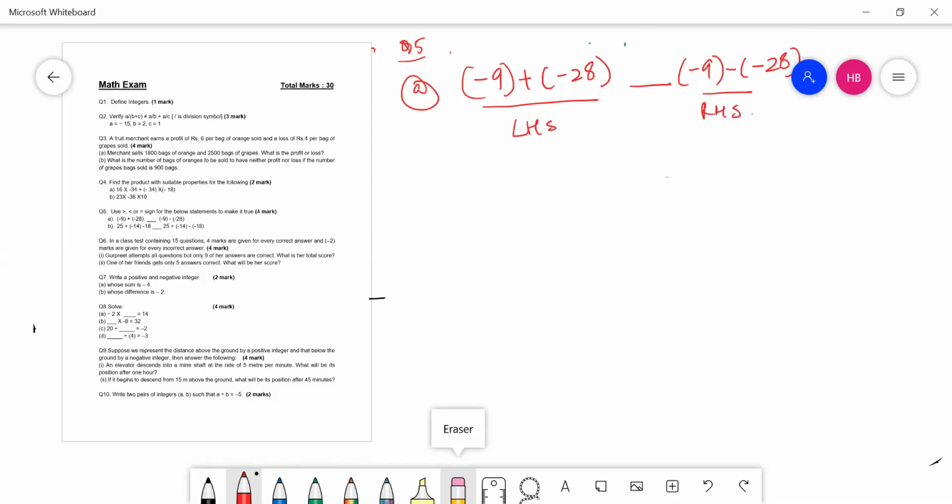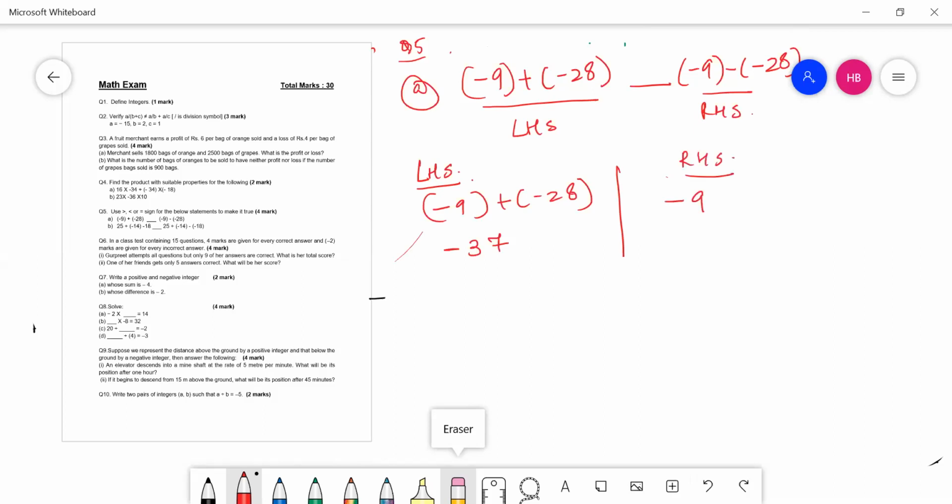So let's try to solve the LHS. When I solve the LHS, I get minus 9 plus minus 28, same sign, so I'm going to add them. 28 plus 9 will give me 37, and because the sign is negative, my answer is minus 37. Now do the RHS part.